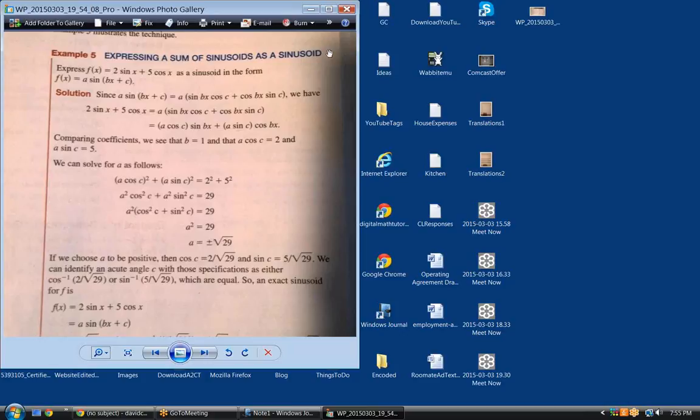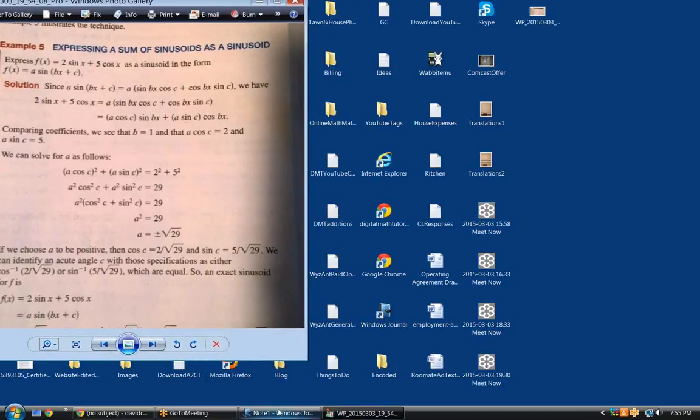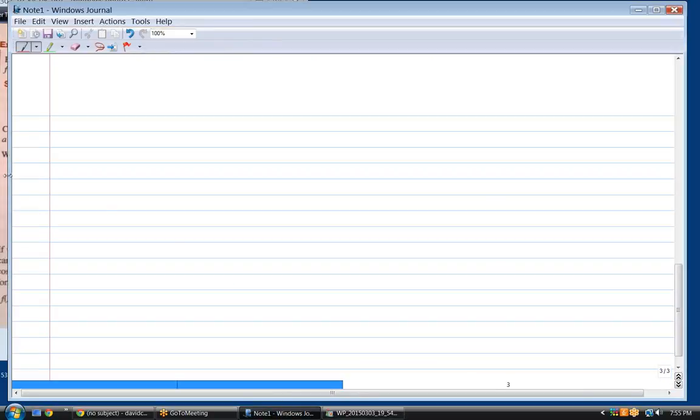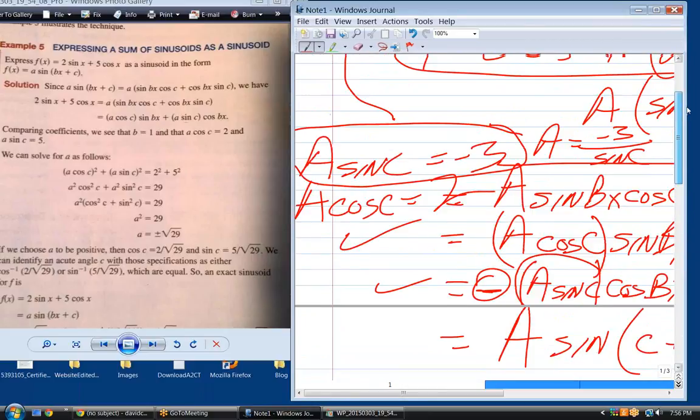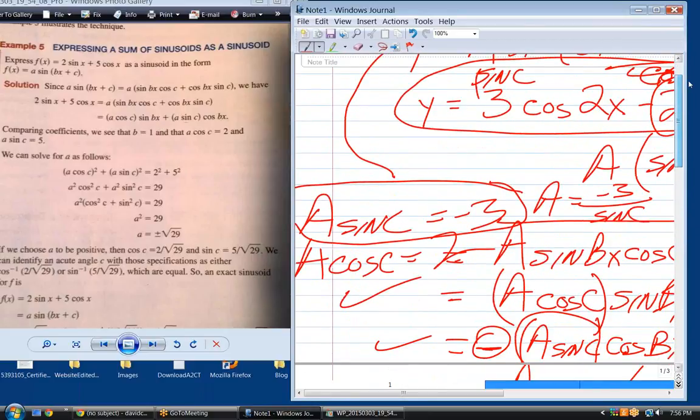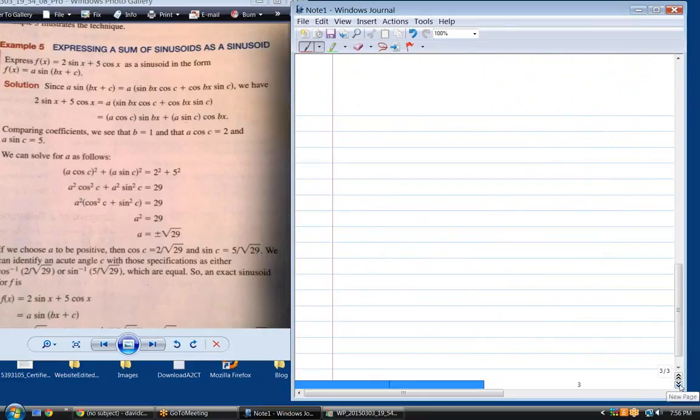Okay. So they're comparing coefficients to solve it. I knew I was doing something wrong, that I was missing. So they take our function, what is it again? 3 cosine 2x minus 2 sine 2x. And we're going to set that equal to this.